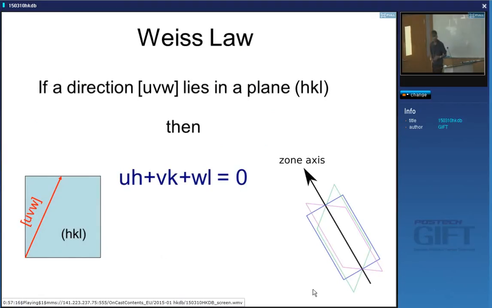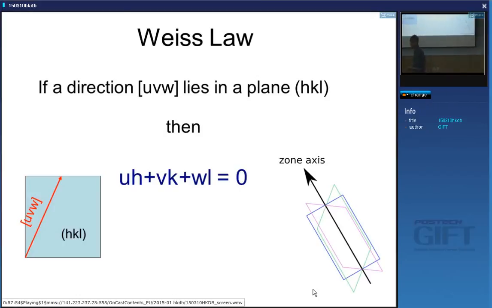Now, changing the subject. There is a law called the Weiss zone law. So supposing that u, v, w represent the indices of a direction. And remember that direction is a vector in real space, and u, v, w are the components of that vector with respect to your unit cell. And h, k, l are similarly the indices of a plane. If the direction lies in that plane, then this equation, hu + kv + lw, will be equal to zero.